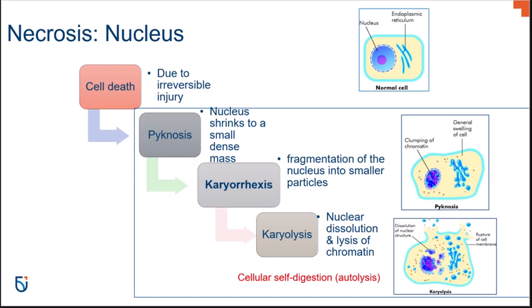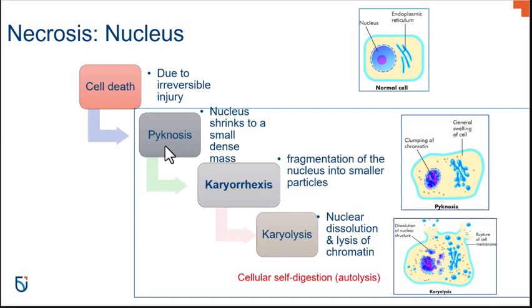Okay, this slide discusses the process of necrosis. So specifically, let's have a look at what happens to the nucleus. If a cell is plagued with irreversible injury, the cell will die. And in some cells, what we'll see happen is the nucleus will shrink and become this small, dense mass of genetic material. And this is referred to as pyknosis.